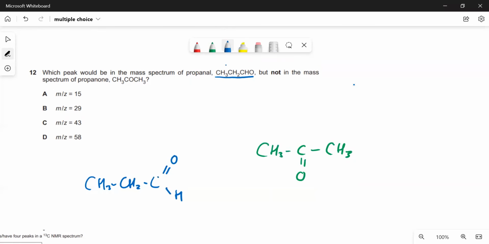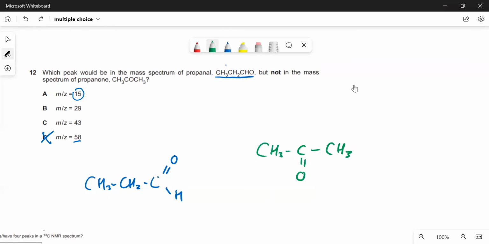That one is the parent ion there. Well, that's going to appear in both of them, so we can rule that one out. And the others are due to fragments. Right, a fragment with 15, that's like a methyl group. They've both got methyl groups, so you'd expect that in both of them. You could produce that fragment quite easily.